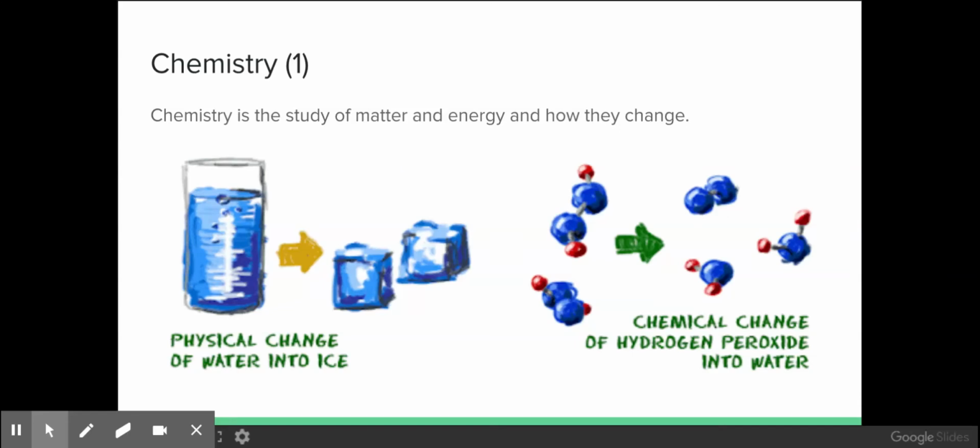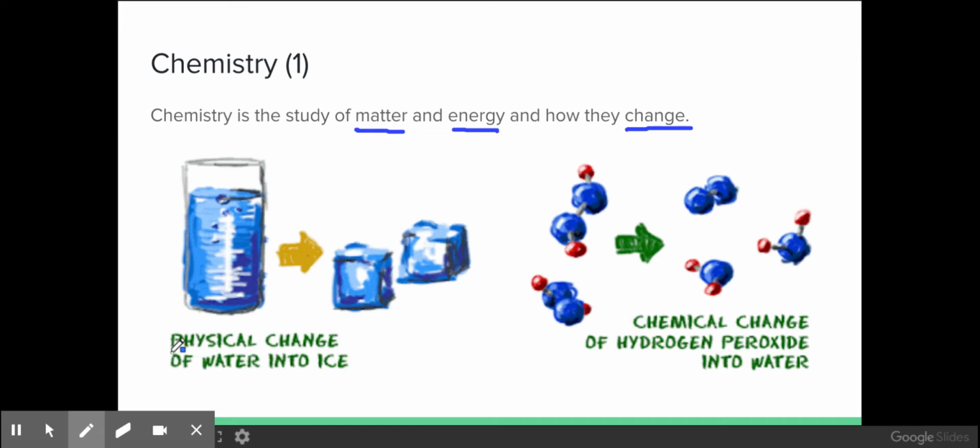This unit is going to be centered primarily around matter, the changes that matter undergoes, and the properties that we can measure regarding matter. Chemistry as a discipline is the study of both matter and energy, and here's the most important word, how those two things change, oftentimes together.